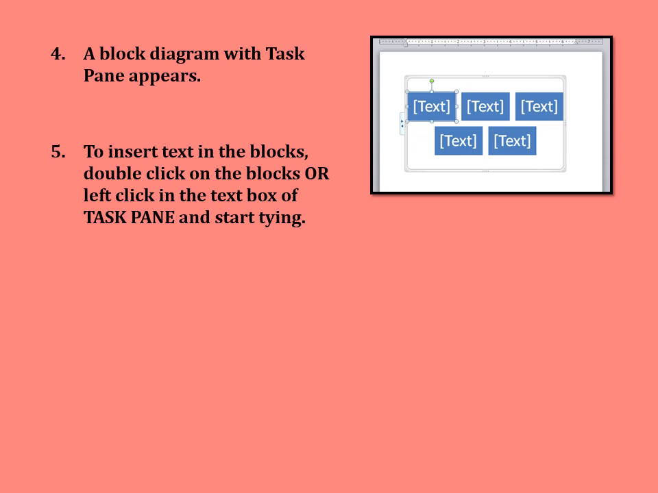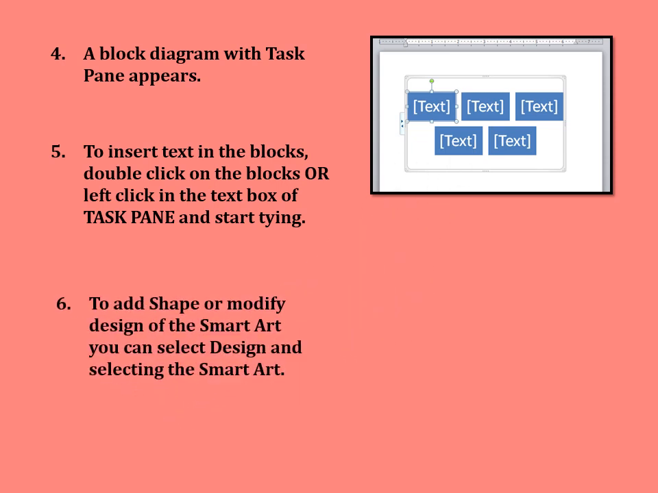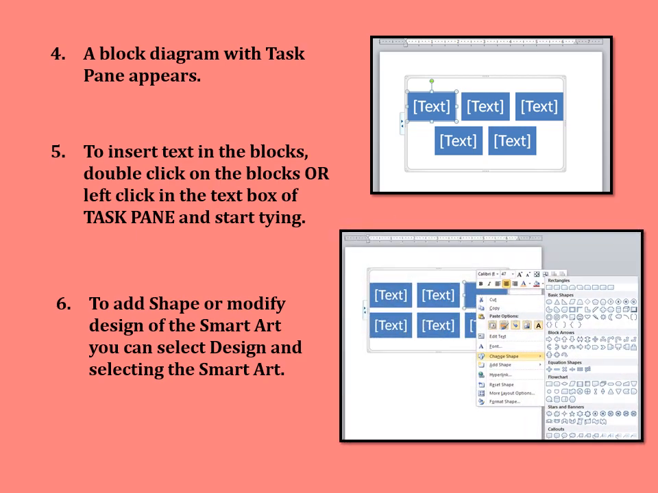To insert text in the blocks, double click on the blocks or left click in the text box of the task pane and start typing. To add a shape or modify the design of the Smart Art, you can select the design after selecting the Smart Art. You can see this image as you click on the right side button. The dialog box opens up. Now from this you can change the shape whatever you want.